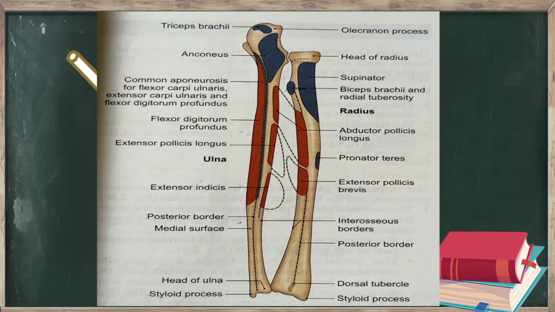Pardon me, extensor pollicis brevis, not longus. So these two muscles, abductor pollicis longus and extensor pollicis brevis, arise from the posterior surface. So this is abductor pollicis longus and here it is extensor pollicis brevis. So it arises from the posterior surface of the radius.